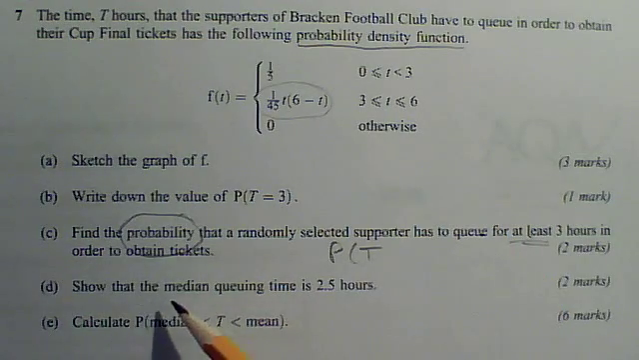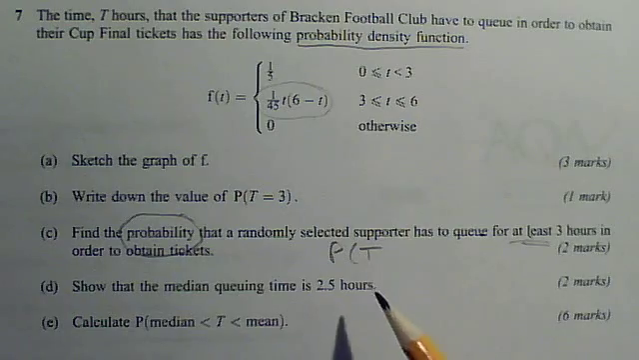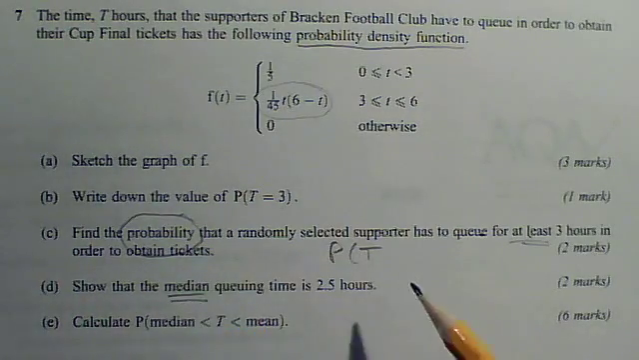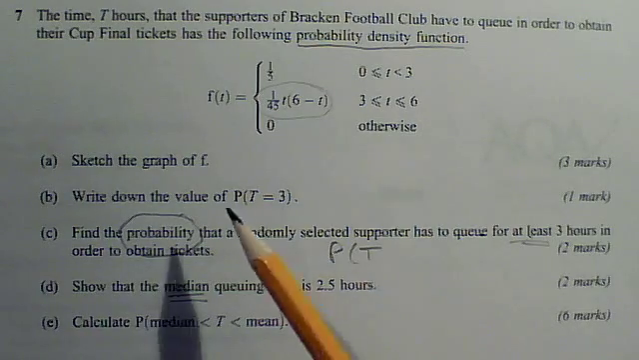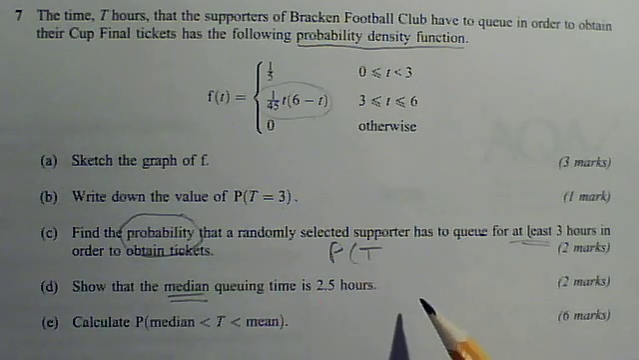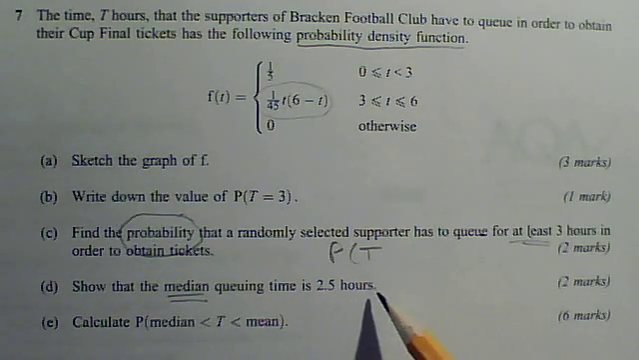Part D is showing that the median queuing time is 2.5 hours. Now the median is the value with the property that the probability of being less than it is 0.5 and the probability of being greater is also 0.5. So once again on a copy of the sketch, shade an area that needs to equal 0.5.